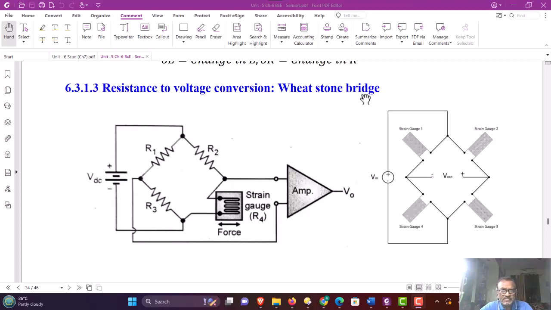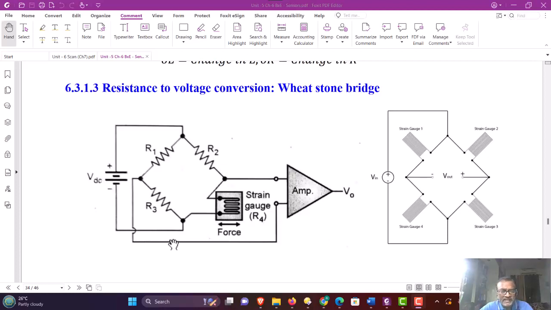Now, once the mechanical displacement or strain is converted to resistance, then we can convert this change in resistance to the proportional voltage, and that can be done by using Wheatstone bridge. The circuit shown here comprises four resistances. Out of that, one arm is constituted by a strain gauge. So R1, R2, R3 are the general resistances, and R4 is a strain gauge, and it is connected in a Wheatstone bridge form.